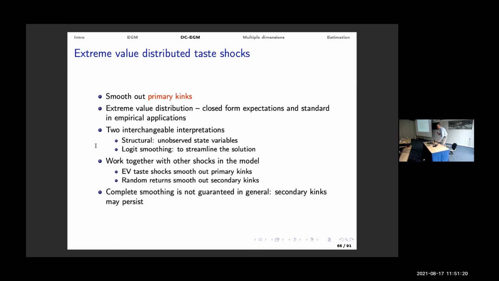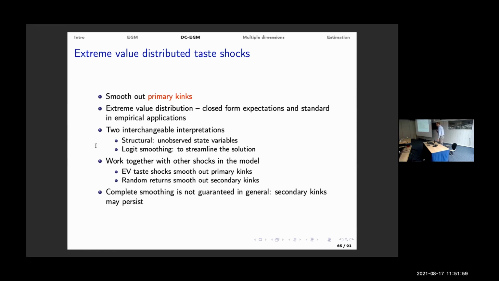Now, an important point is that you can actually interpret them as structural, and here by structural I mean that the econometrician does not observe certain states in this model and treats the choice data as something that comes from the decision maker who knows the shocks, right? But I don't know. And therefore, I get choice probabilities instead of exactly predicted choices. Or you can also think of this as just simple logit smoothing of this problem. And then you would not estimate the degree of the smoothing. You would probably just fix it as a tuning parameter.